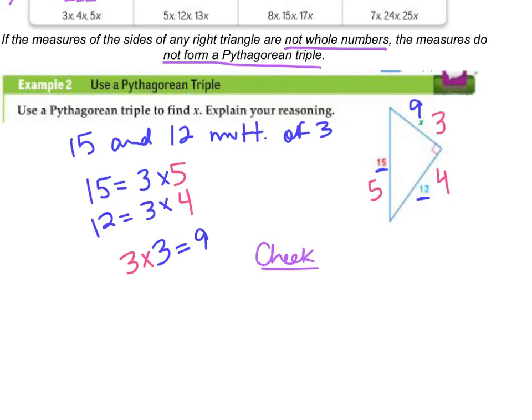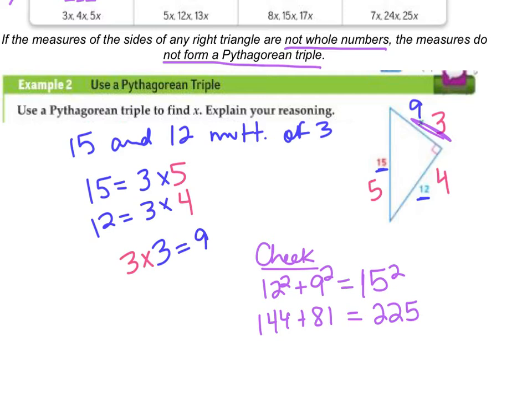Okay, so we're going to take our values, 12 squared plus 9 squared, which we determined to be this side length here, would have to equal the value of 15 squared. So we have 144 plus 81 would need to equal 225 in order for this to be a right triangle. So we have 225 equals 225. So because we have multiples of 3 as our side lengths, we do in fact have a Pythagorean triple, 9, 12, 15.